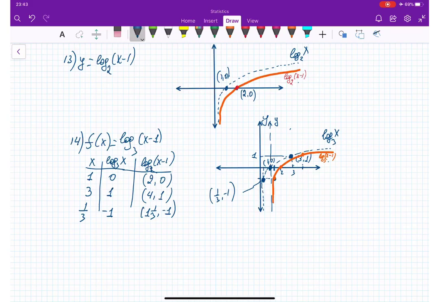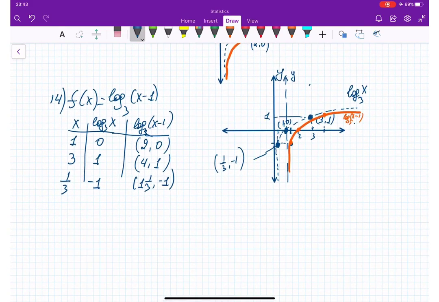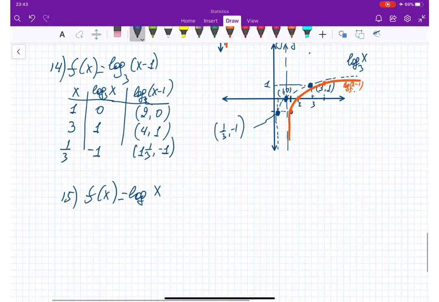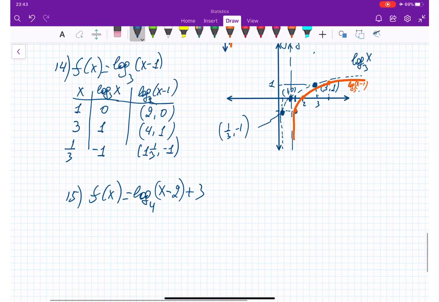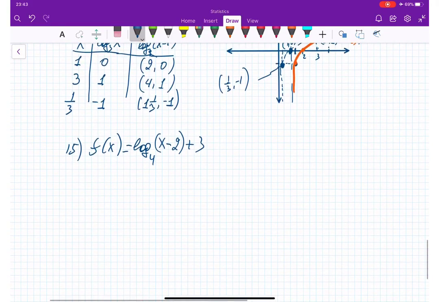Number 15. F of x is equal to logarithm x by base. Oh, okay. It wants x minus 2 by base 4 and plus 3. Okay, let's do it. So what do we have here? We are horizontal shifting, which is going to be horizontal shifting.